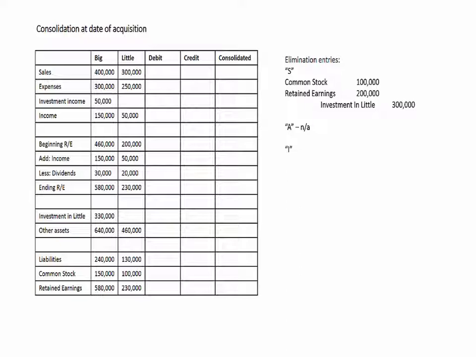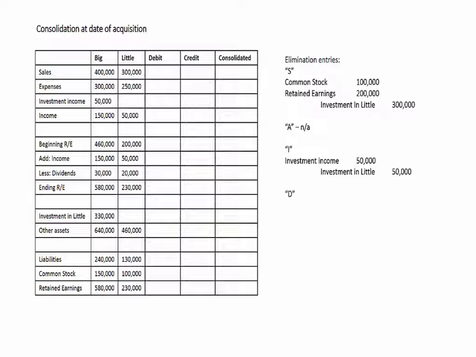Again, looking at the worksheet, we see up in Big's income statement, they've got this investment income number of $50,000. That has to go away. We can't have on the consolidated income statement income from investing in ourselves. So the investment income is a $50,000 credit. If that's positive income, it's a credit. And so we're going to eliminate it by debiting investment income. And we credit the investment in little account.